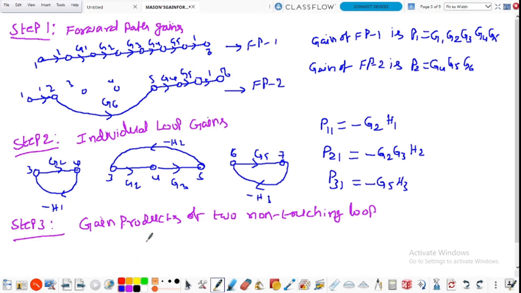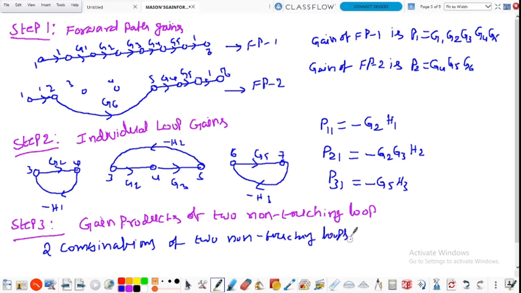So from the given data, there are two combinations of two non-touching loops. Note down the two combinations.